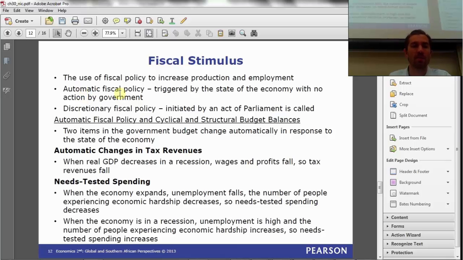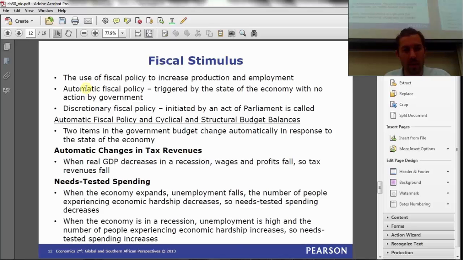There's automatic fiscal policy, and then there is discretionary fiscal policy. In other words, fiscal policy that is not automatic. This is fiscal policy that is determined by actual decisions that get made by people, that doesn't happen automatically. So discretionary fiscal policy is initiated by an act of parliament, whereas automatic fiscal policy is triggered by a state of the economy. In other words, there's no actual action that the government enacts.